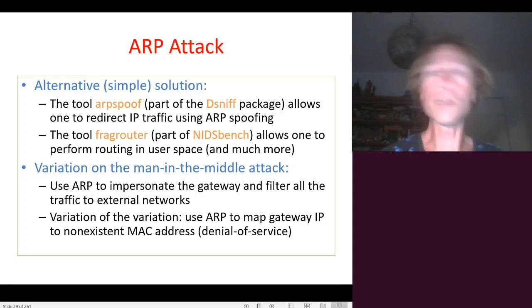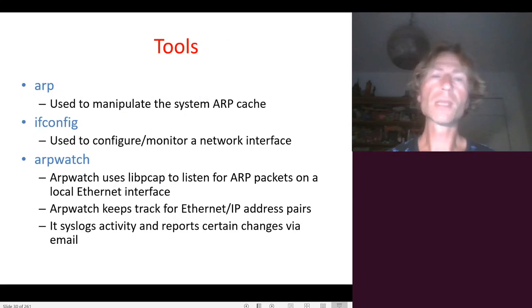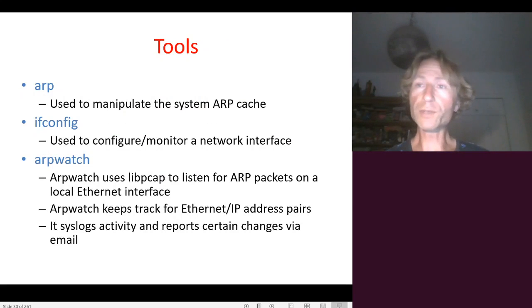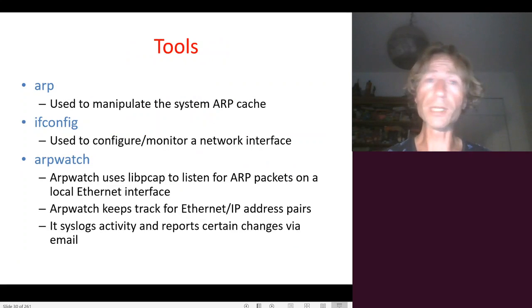And finally, what we can do instead of sniffing, so instead of obtaining the traffic as a man in the middle, we can also use it for denial of service by mapping it to some non-existing MAC address, and then all the traffic will fall on the floor. All right, so there's a bunch of tools. We can use these arpspoof and fragrouter tools. We can also, if we want to do this ourselves, look at the ARP cache or manipulate the ARP cache using the arp tool. We can use ifconfig, and we can use arpwatch to look for IP packets.